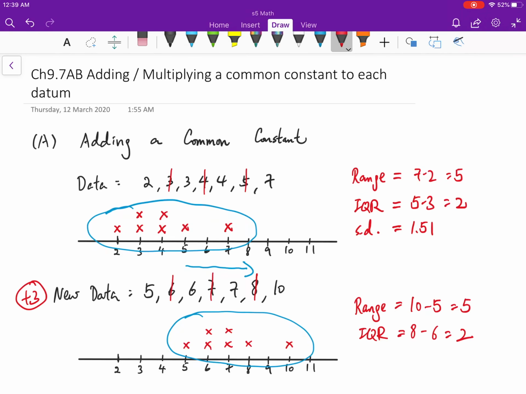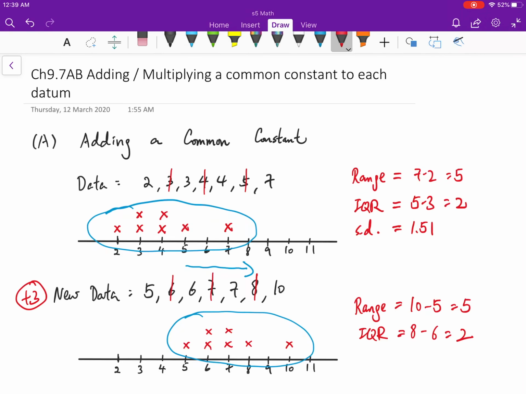Today, we talk about Chapter 9.7, Part A and B, adding and or multiplying a common constant to each datum. So first, we go to Part A. Here you have the data: 2, 3, 3, 4, 4, 5, 7. Let's draw this data on the number line.